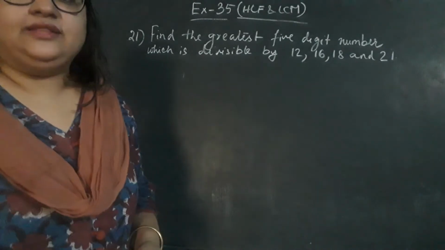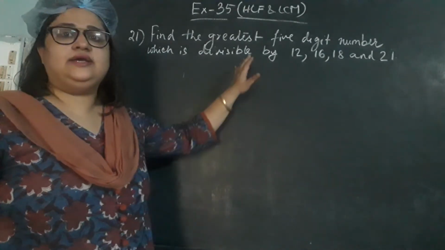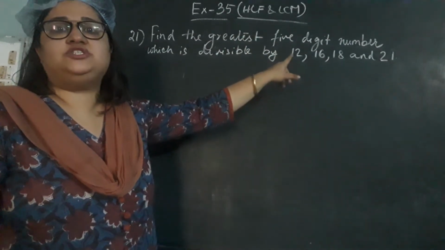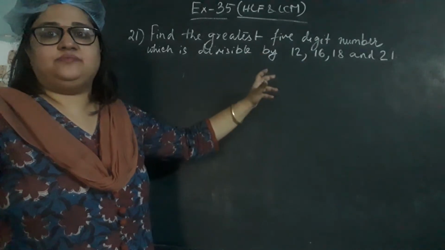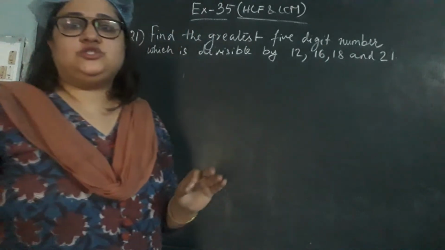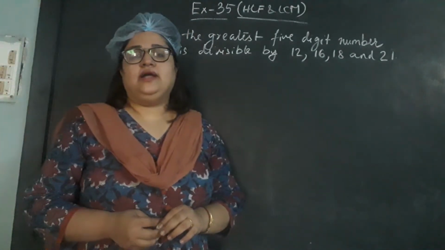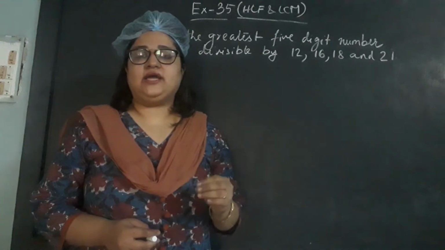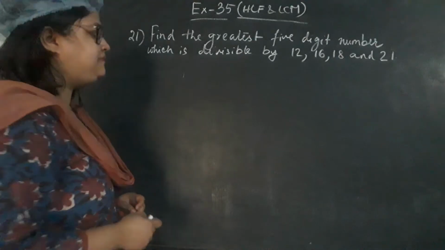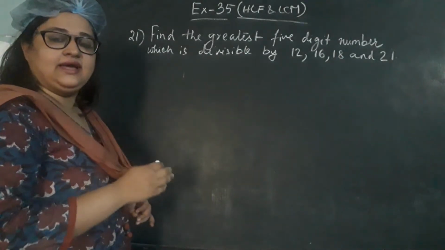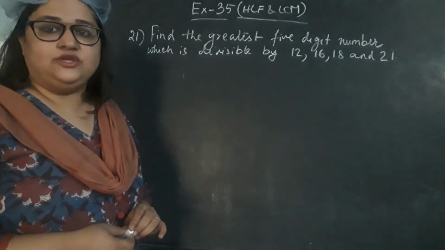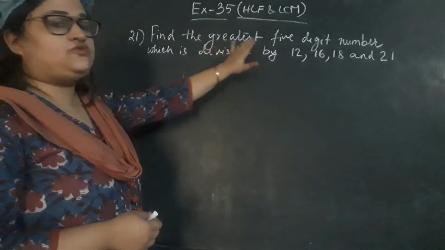So here in this question it is asked which is the greatest. Not only that, it has to be a 5-digit number, and that number can be divided by all these set of numbers. So first what we have to do, we all know that the greatest number is made up of all 9. Like the greatest 5-digit number is 99999. And the lowest numbers are made up of 1 and zeros. So what is the greatest 5-digit number?